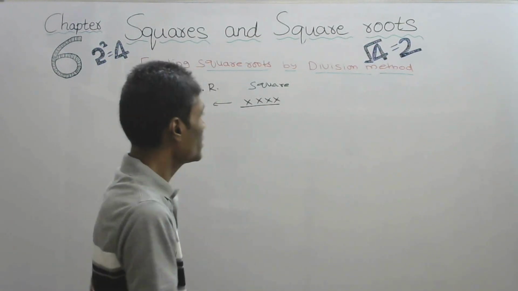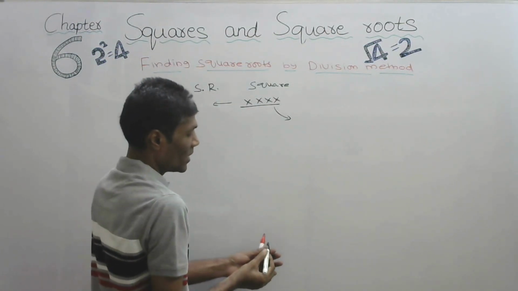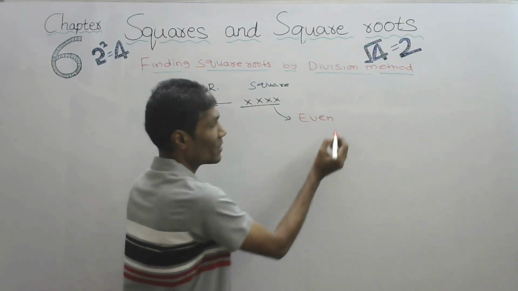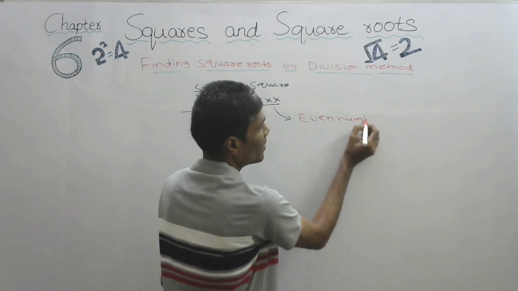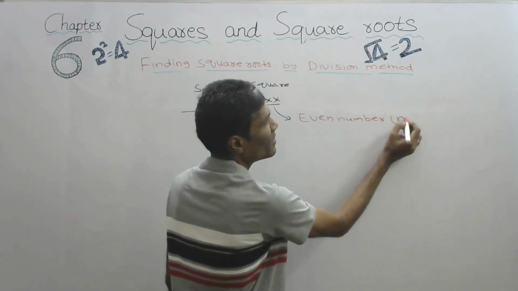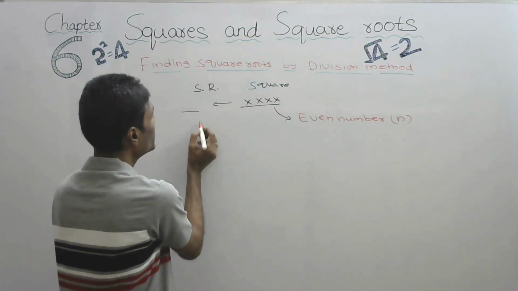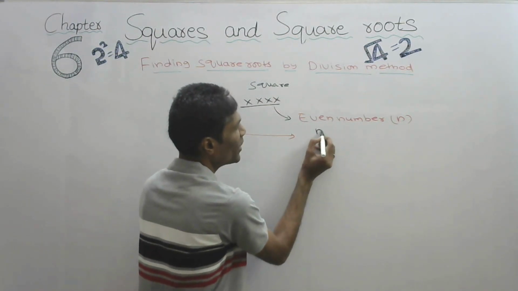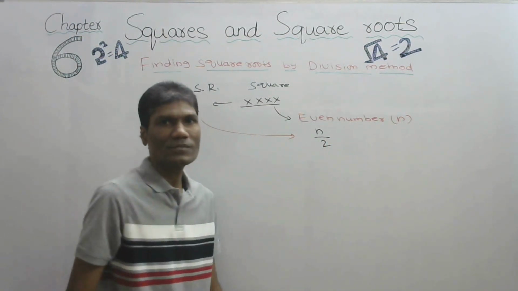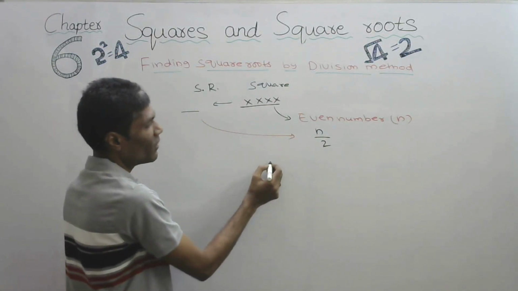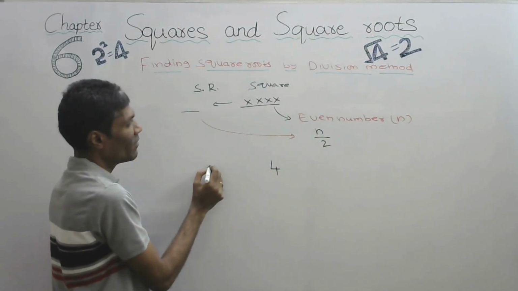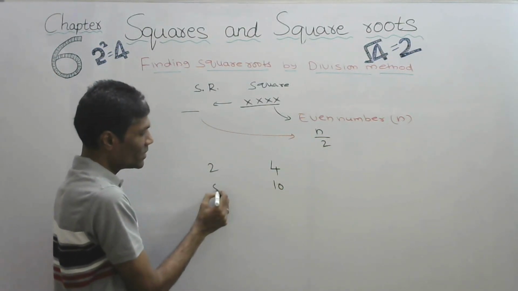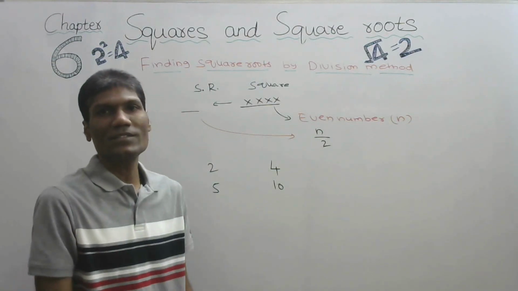The simple rule is, if this is an even number, say n, then in the square root the number of digits will be n by 2, simply n by 2. That is, if it is having 4 digits, we will be having 2 digits. If it has 10 digits, the square root will have 5 digits. Simple.